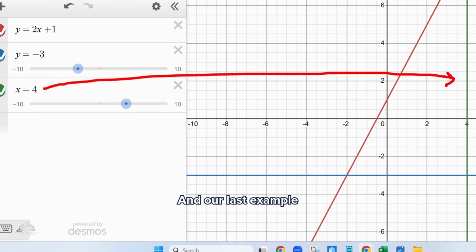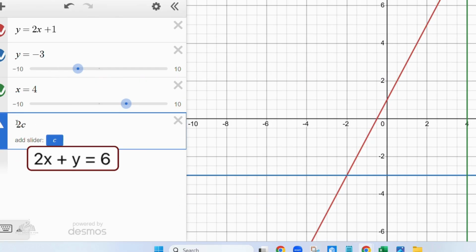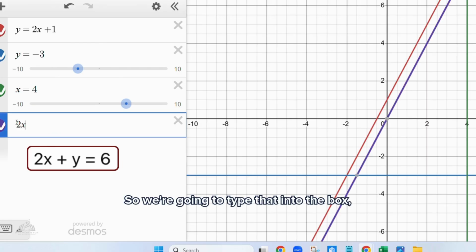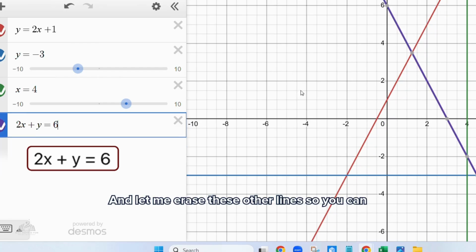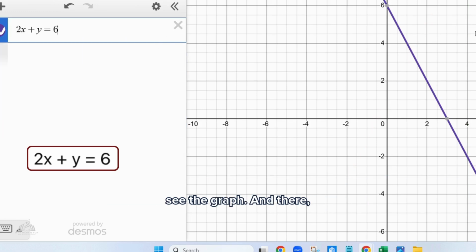And our last example is 2x plus y equals 6. So we're going to type that into the box just as it appears. And let me erase these other lines so you can see the graph. And there, it graphs it for us.